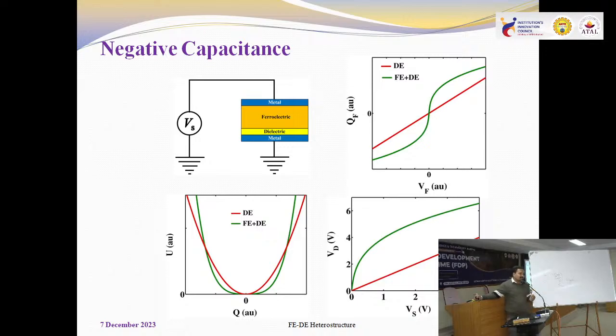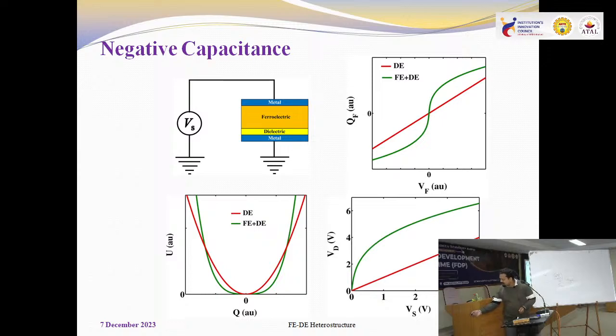Total capacitance being higher is not possible with normal positive capacitances, because C equivalent equals C1 into C2 upon C1 plus C2, so the equivalent capacitance has to be less. But here I am getting more capacitance, which is actually a violation of Kirchhoff's voltage law. But that violation only tells the presence of negative capacitance.